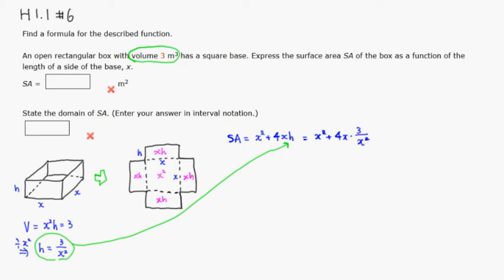Then we can cancel x on top and one of the x on the bottom. So what you end up getting is x squared plus 4 times 3, which is 12, over x. So that's our surface area. It's x squared plus 12 over x squared. Oh, sorry, it's going to be just x.